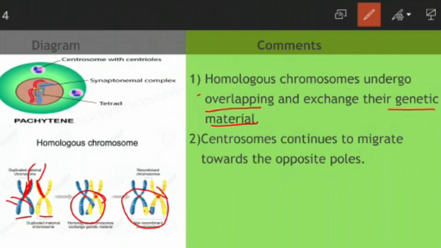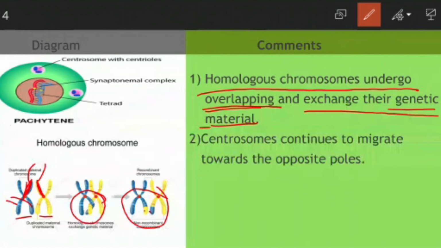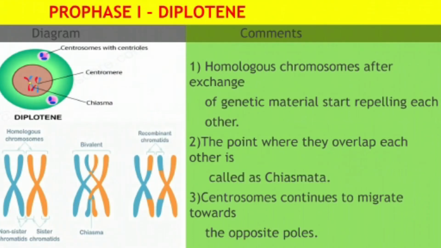So what important thing is taking place in this pachytene? The non-sister chromatids of the homologous chromosomes undergo overlapping at many places, that is called crossing over, and because of this crossing over the genetic material gets exchanged. These two chromatids exchange their genetic material, and because of this recombination takes place. Then what about the centrosome? They are already on the way of migration, so they continue to migrate towards the opposite pole. So here we have completed pachytene.